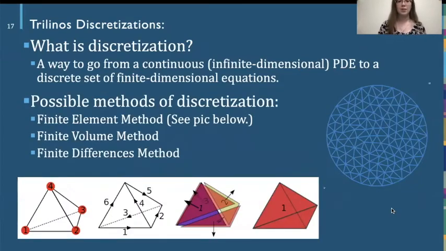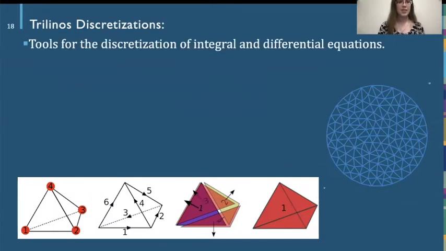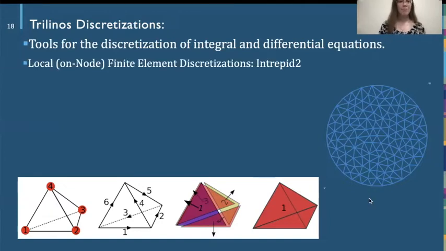Possible methods of discretization are shown in the pictures on this slide. They include the finite element method, as in the picture below, the finite volume method, and the finite differences method. In Trilinos, we have packages that provide discretizations of integral and differential equations. For local, or on a single compute node, finite element discretization, we use Intrepid2.